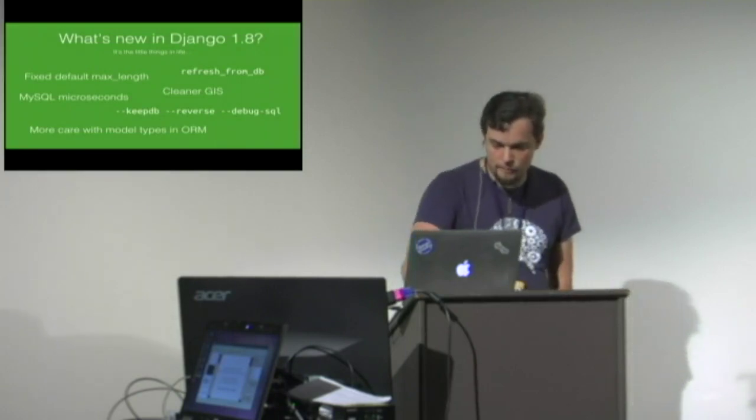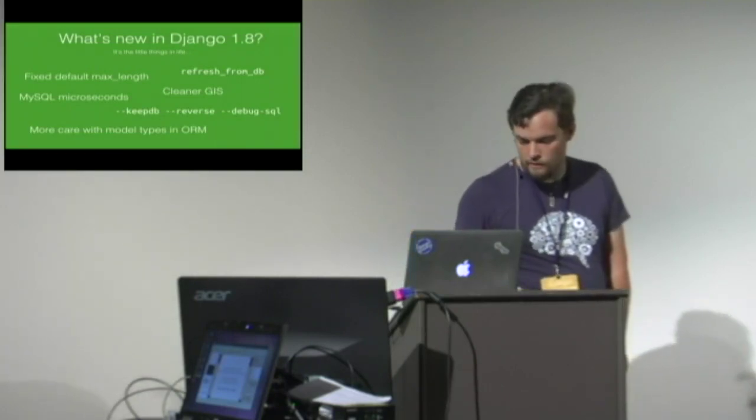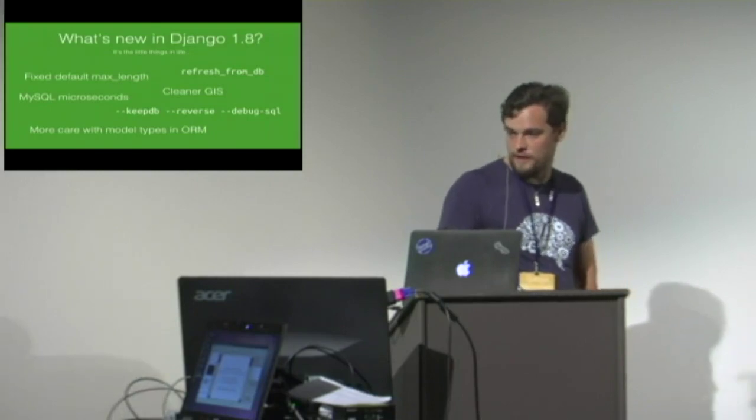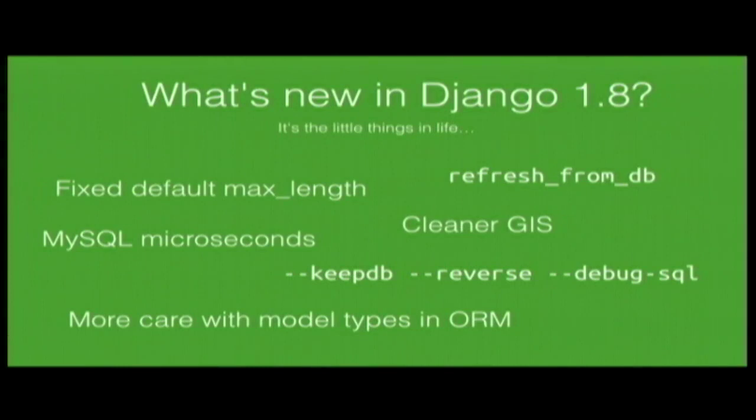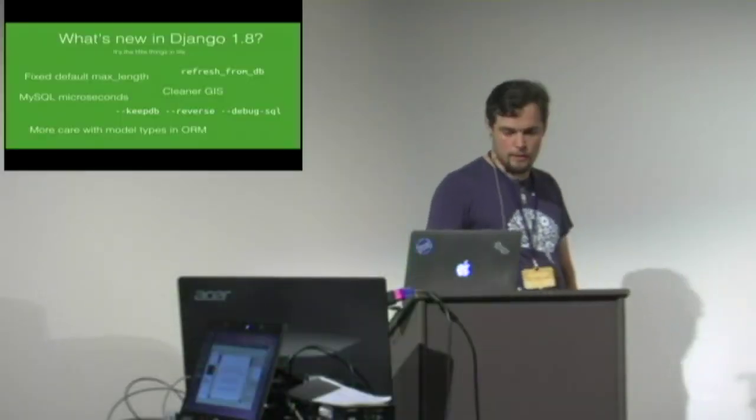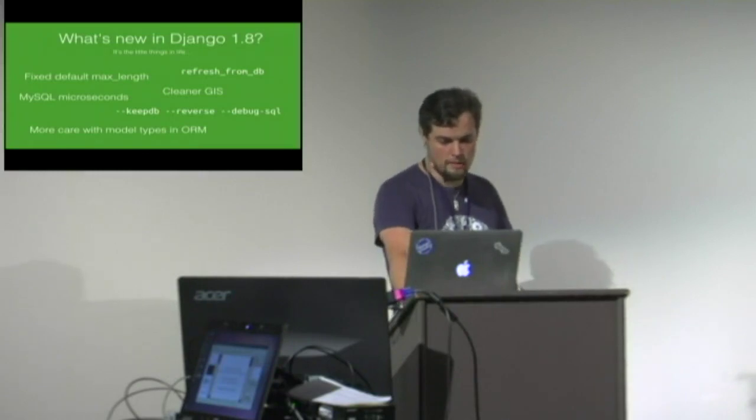Lots of other useful little bits and pieces here. We fixed the default max length on a whole bunch of fields that people have been moaning about us since about Django 1.0, the length of email fields and these kind of things, which was now possible thanks to having a migrations framework. We added the refresh from DB method on a model instance, which is another thing people have been asking for a long time.